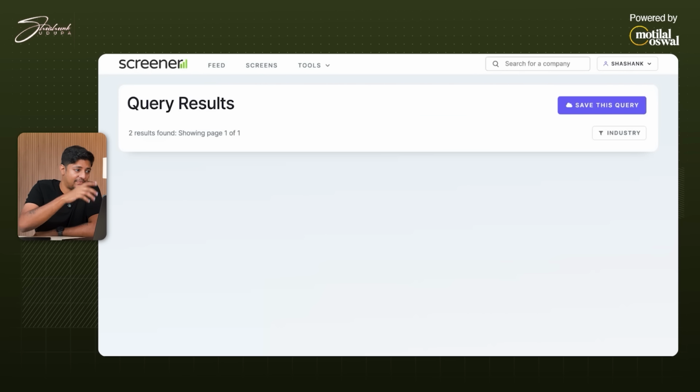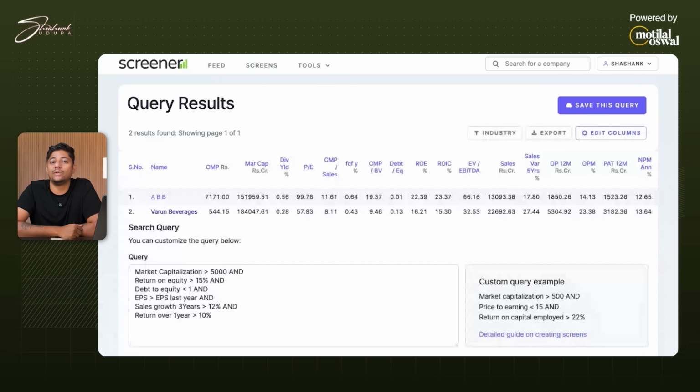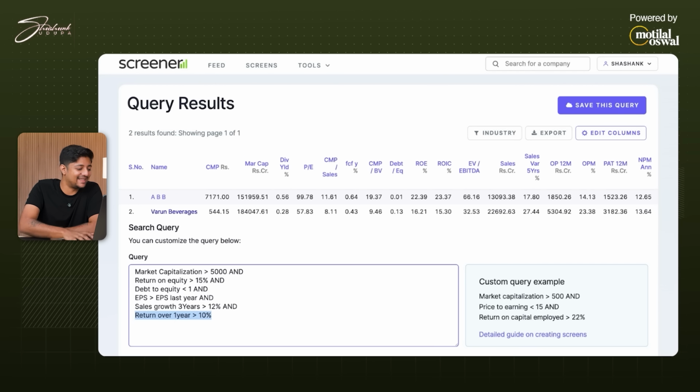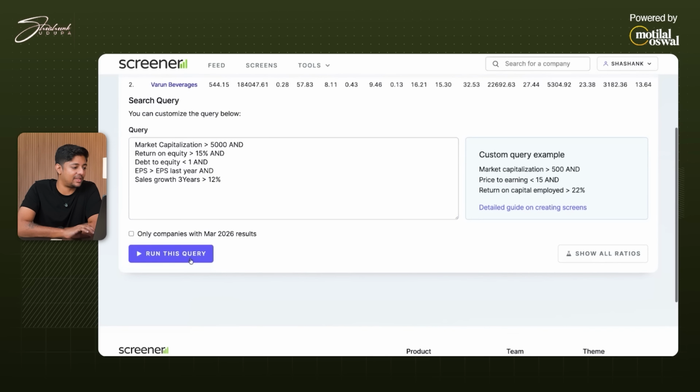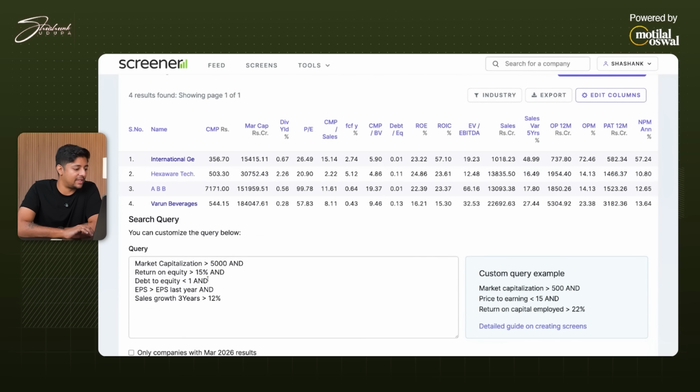So let me run this query and show you how this would look. As you can see, only 2 companies have come. One is ABB and Varun Beverages. This is because return on 1 year greater than 10% has become a little tough. If I remove this, let's say, because last year many companies didn't come in that criteria. If I remove this, you will see that we have 4 companies over here, right?